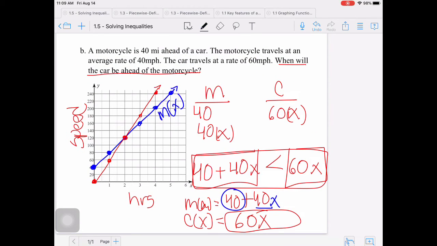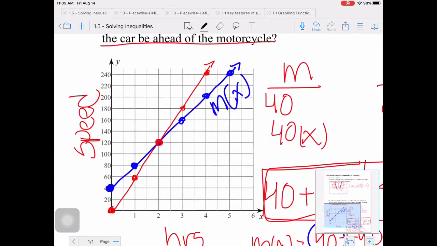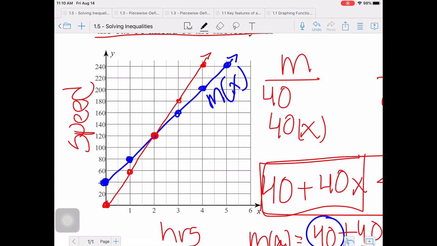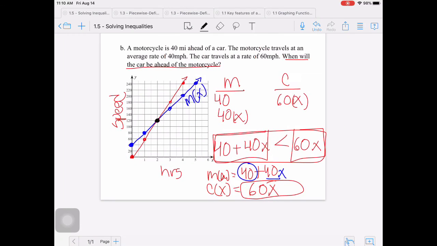Let's go ahead and answer the question. When will the car be ahead of the motorcycle? So I want to know when the red line is going to surpass the blue line. Now I see that at 2, they intersect each other. That means that at 2 hours, they are at the exact same position, right? So that means that after 2 hours, my car is going to go faster and surpass the motorcycle. So I'm going to say that my answer is when x is greater than but not equal to 2.